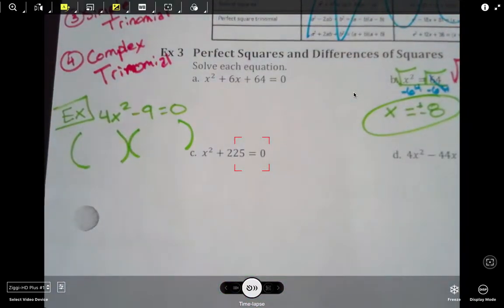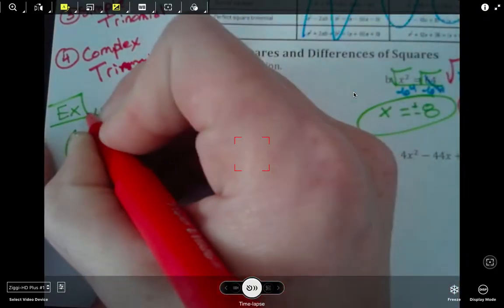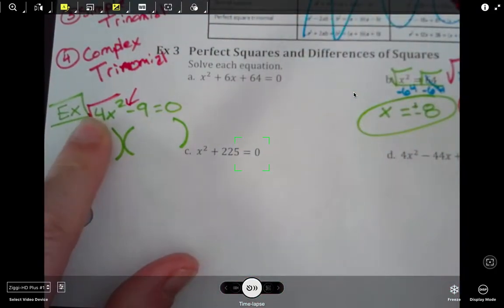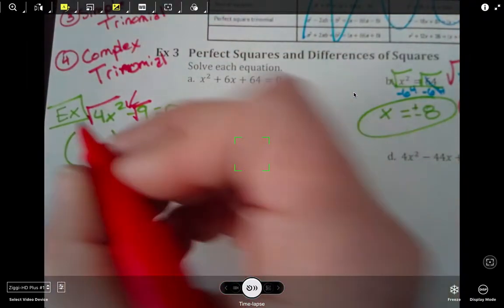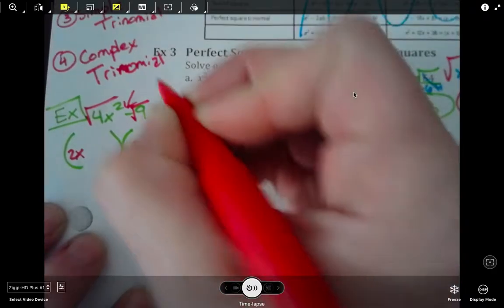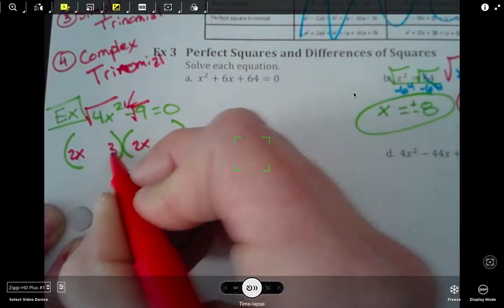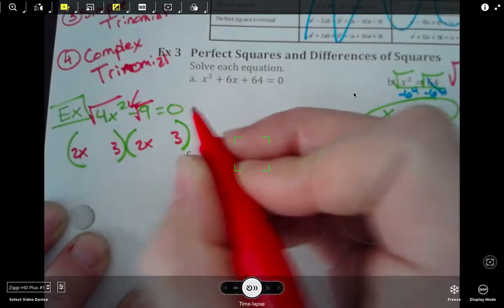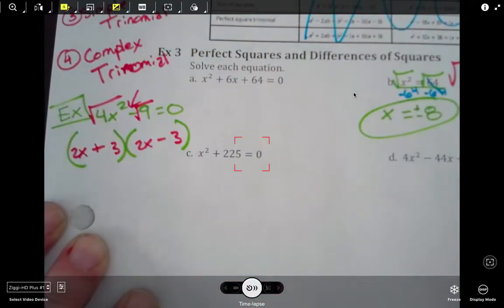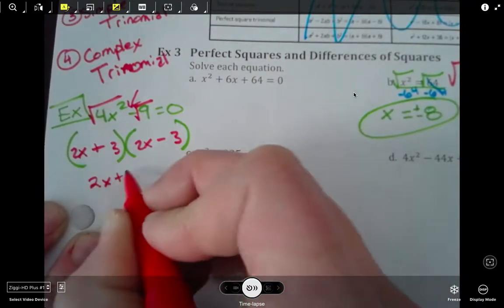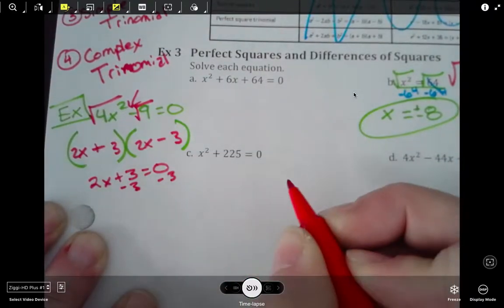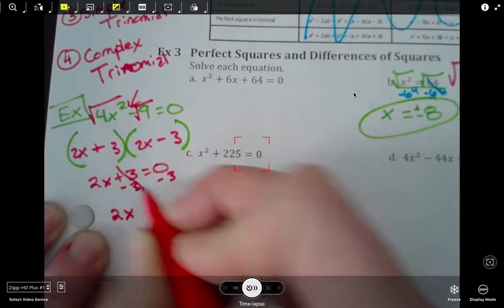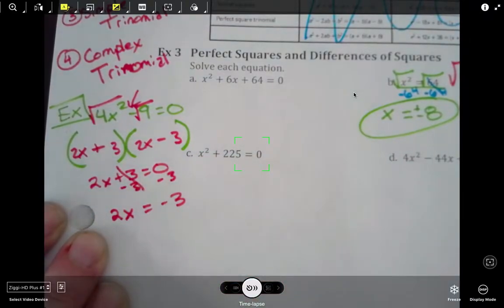Now, is it a difference of squares? It is. It has a minus, right? And can I take the square root of 4x squared? Can I take the square root of 9? Yes. The square root of 4x squared is 2x, so 2x and 2x. The square root of 9 is 3 and 3, right? And what goes in between them? Plus and minus. So I do 2x plus 3 equals 0, and then minus 3 on both sides. 2x equals negative 3. And then what?